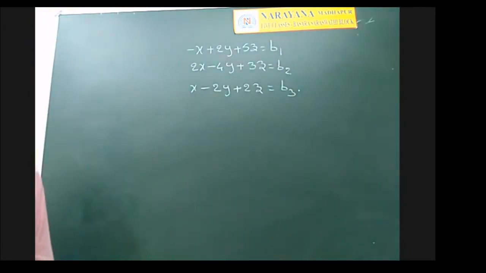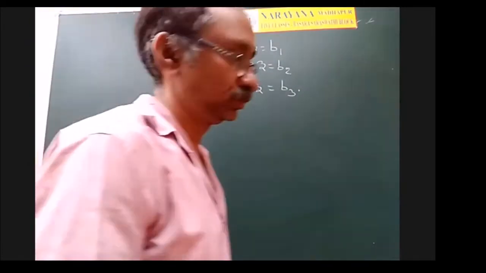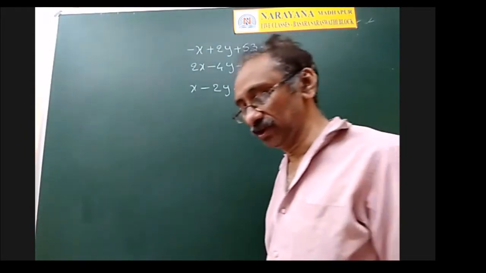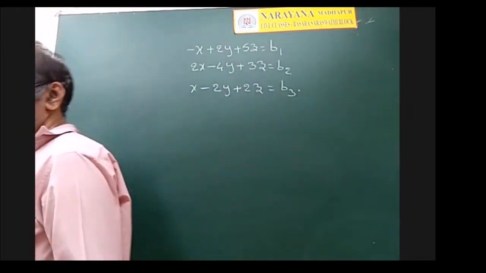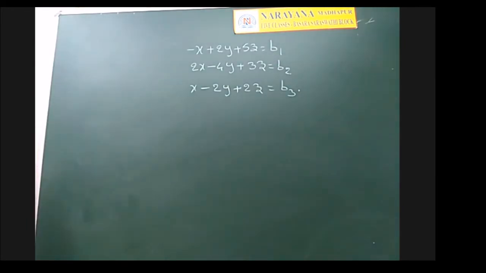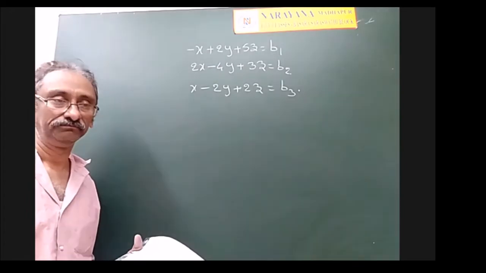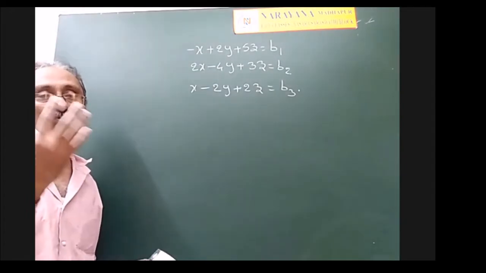at least one solution. So what is the given information? Those three equations have at least one solution. Then what is the question? Which of the following systems have at least one solution? See, that means you have to do 4 problems.